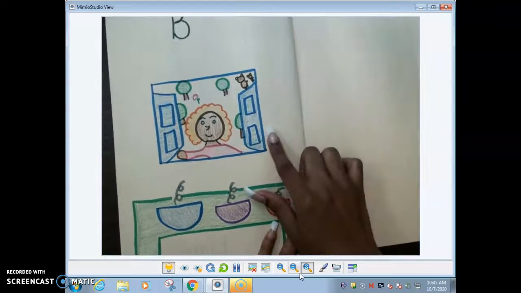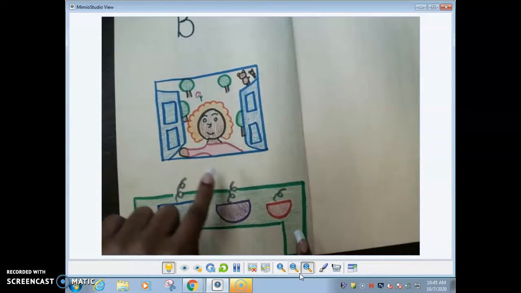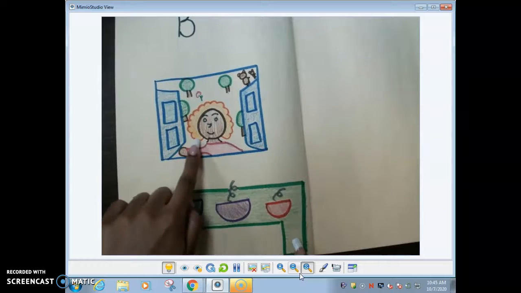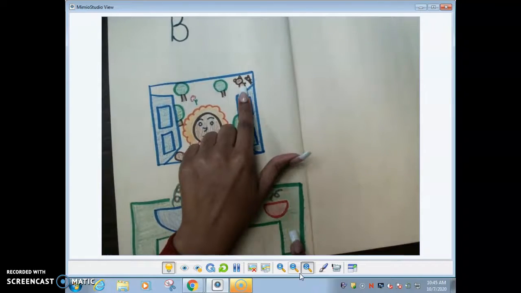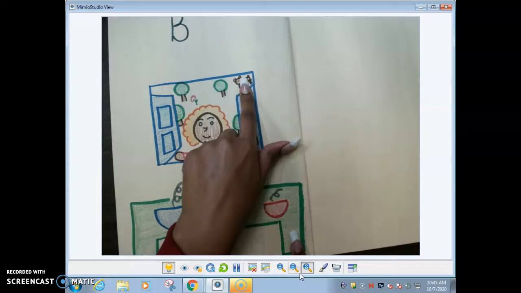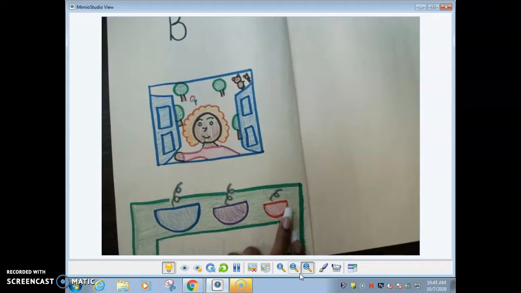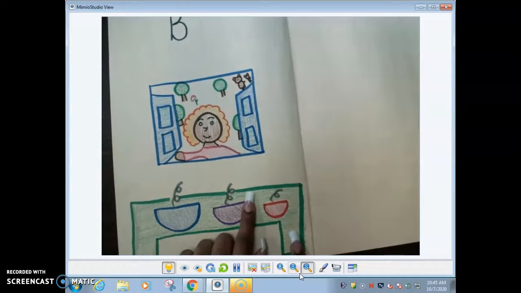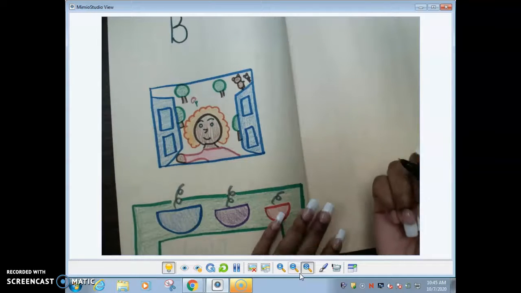So what I remember in the beginning was Goldilocks was seen in the Three Bears' window when they went for a walk. Okay, so I went ahead and drew the three bears walking, and they're facing backwards so they didn't see her. And I see Goldilocks in the window. She's smiling and she sees their bowl of porridge. Okay. So real quick, I wanted to go ahead and label some of my items.